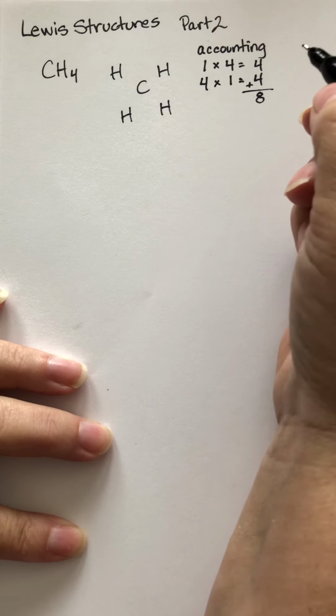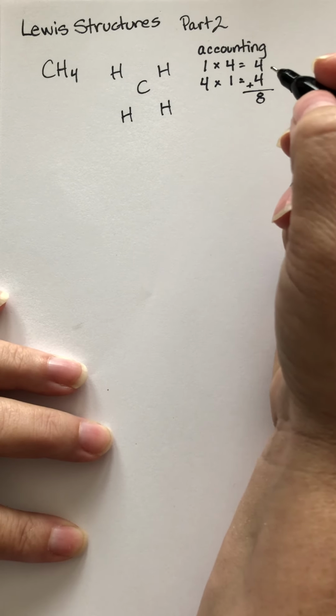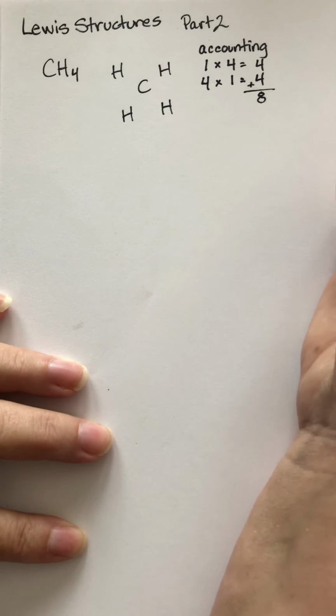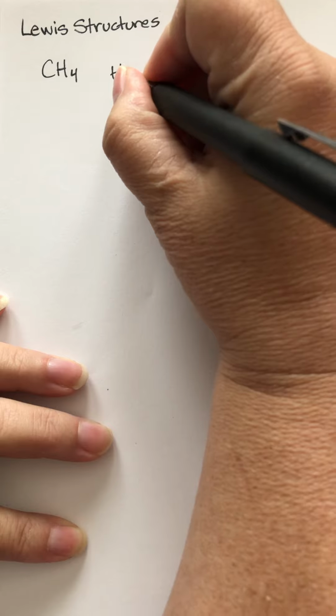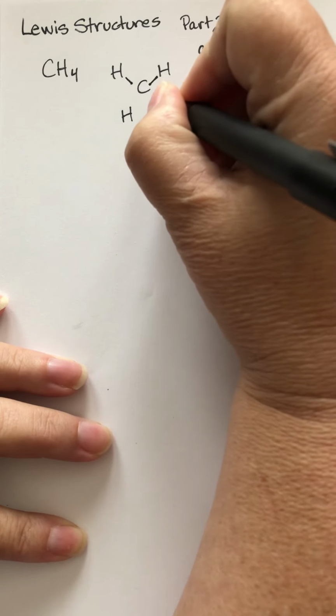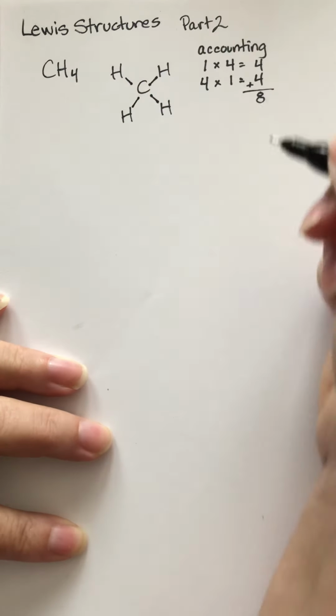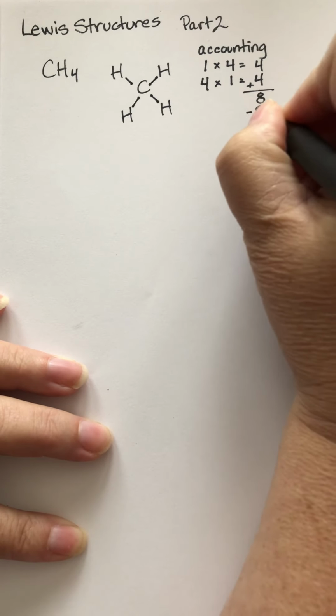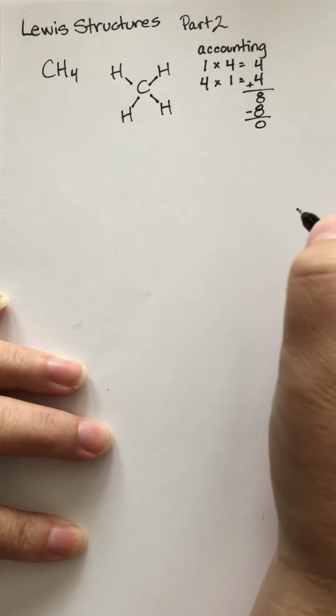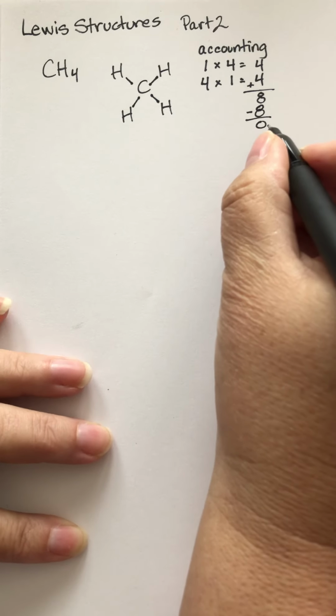Okay, next thing we need to do, every molecule needs to have some kind of covalent bond. So every hydrogen is going to get 1 bond into the central atom. Each bond uses up 2 valence electrons. So 2, 4, 6, 8. All right, and I've used up all of my valence electrons. You can see I have nothing left.